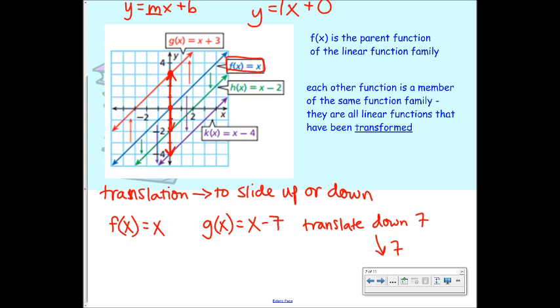So to go from the parent function to the child function, what happened here is it started at x here. Now it's starting down here at negative 7 on the y-axis. So that's a translation. You recognize translations because the y-intercept changes.